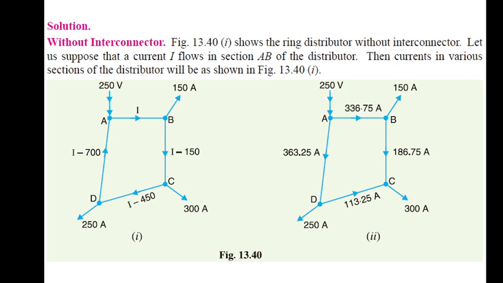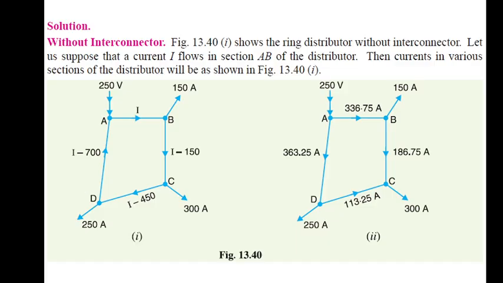Okay, this slide introduces the analysis of a ring distributor without an interconnector. The diagram shows a closed loop distribution system with points A, B, C, and D, where power is supplied at point A with a voltage of 250 volts and different load currents are drawn at various points in the network: 150 amp at B, 300 amp at C, and 250 amp at D.